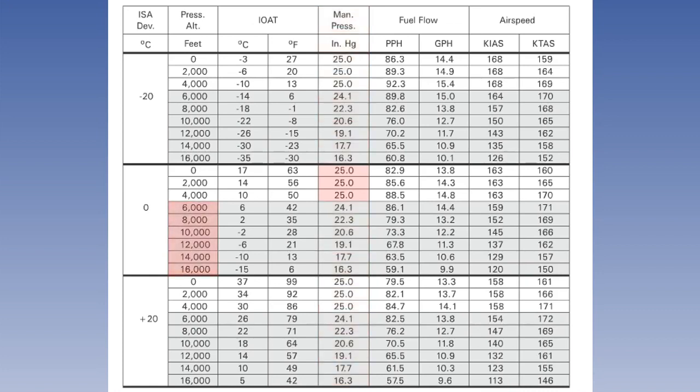Manifold pressure decreases as the atmospheric pressure decreases. Therefore, as the aircraft climbs, the throttle must be advanced in order to maintain the manifold pressure. Eventually, there is a height at which the throttle is fully open, and any further climb will cause the manifold pressure to decrease. The aircraft is said to be at full throttle. The heights at which the aircraft is at full throttle are shown in shaded areas in the table.